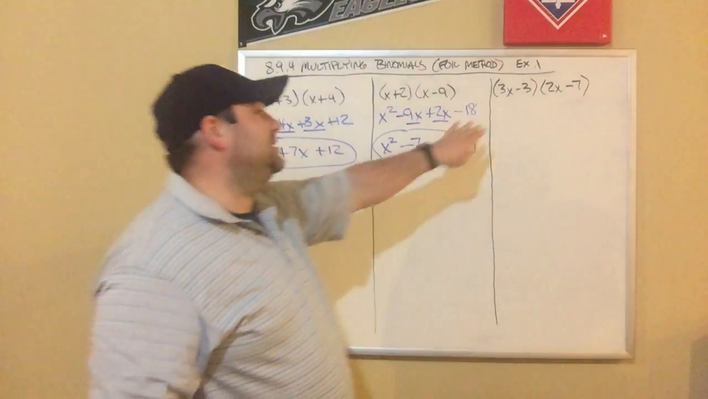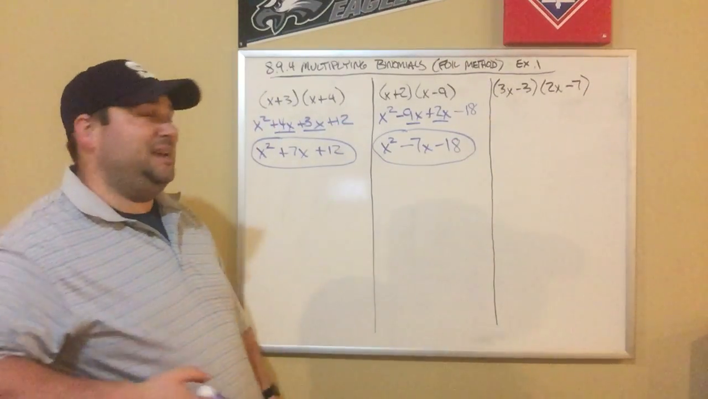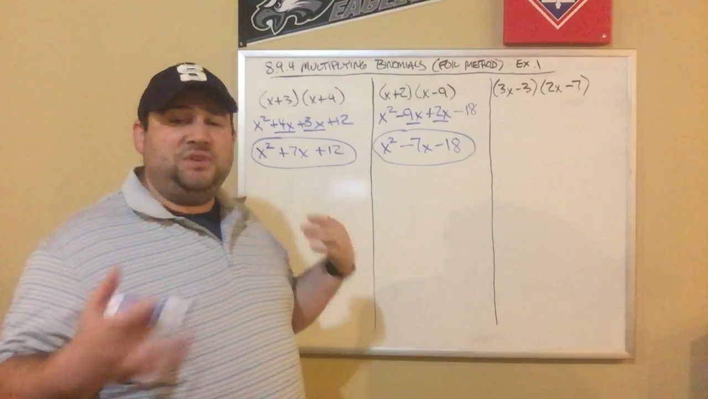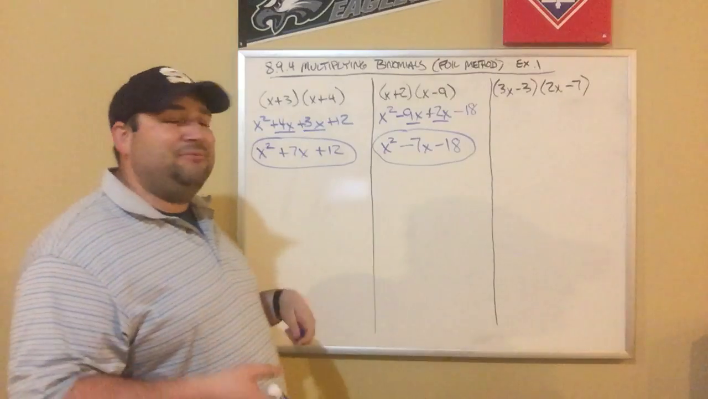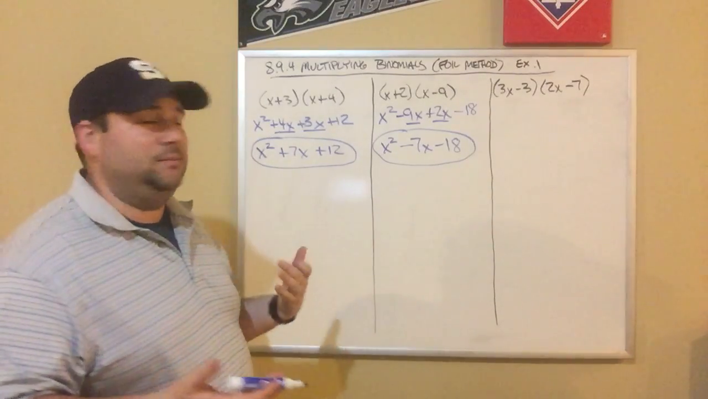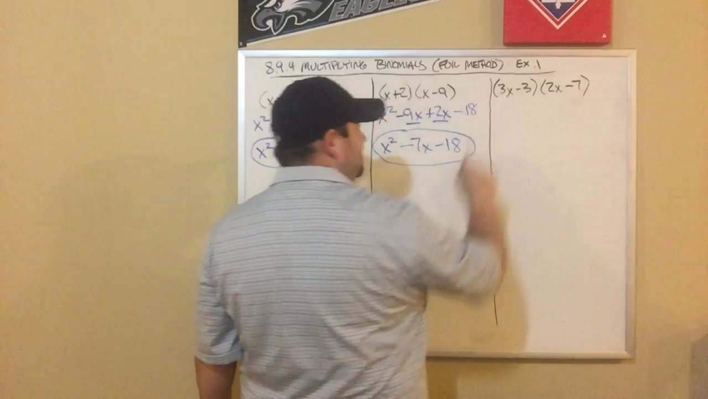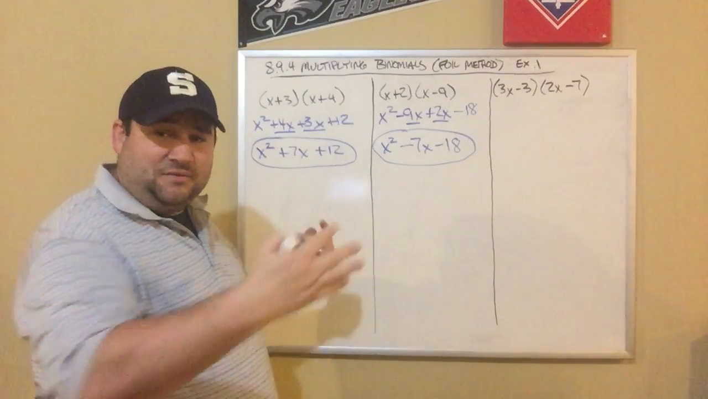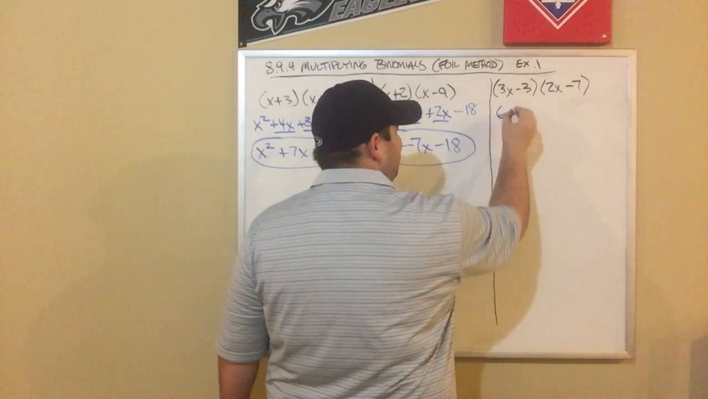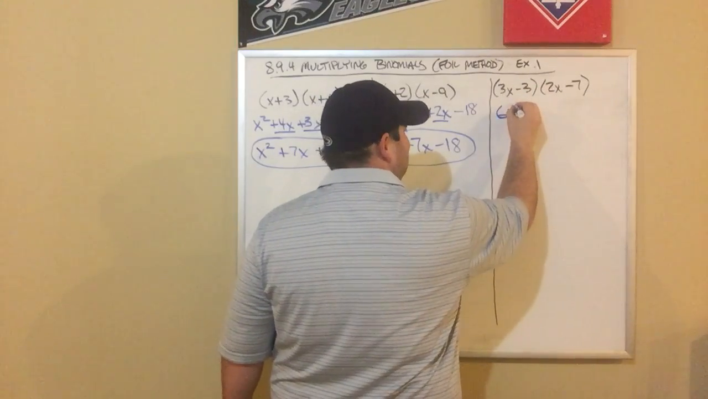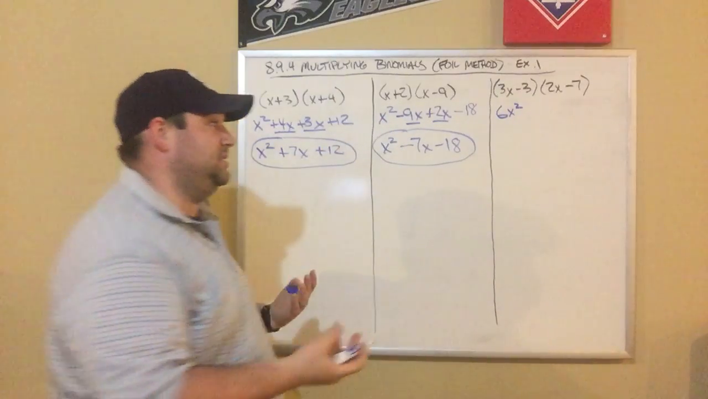All right, let's look at our last example over here. 3x minus 3 times 2x minus 7. So again, we still do the FOIL method. This one's a little different because there are numbers in front of the x. It really doesn't make it any different, maybe just slightly more challenging. So I do my F. F stands for first. My first terms are 3x and 2x. 3x times 2x. 3 times 2 is 6. X times x is x squared. So instead of just being plain x squared like the other two problems, this is 6x squared.